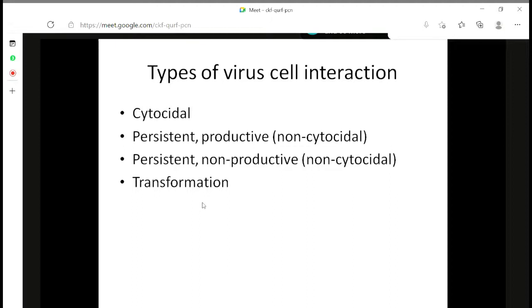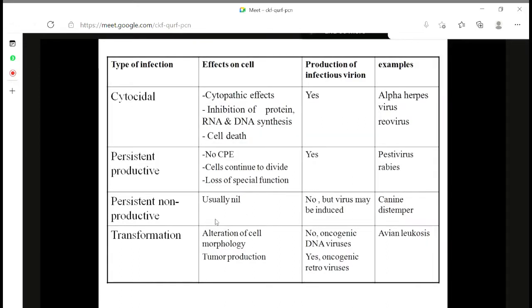Transformation. So basically, all the different types of virus-cell interactions we can categorize, for our easy understanding, as cytocidal, persistent productive, persistent non-productive, and transformation. Now, with a few examples that have been given here, of course, we are going to discuss all these viruses in our subsequent classes.